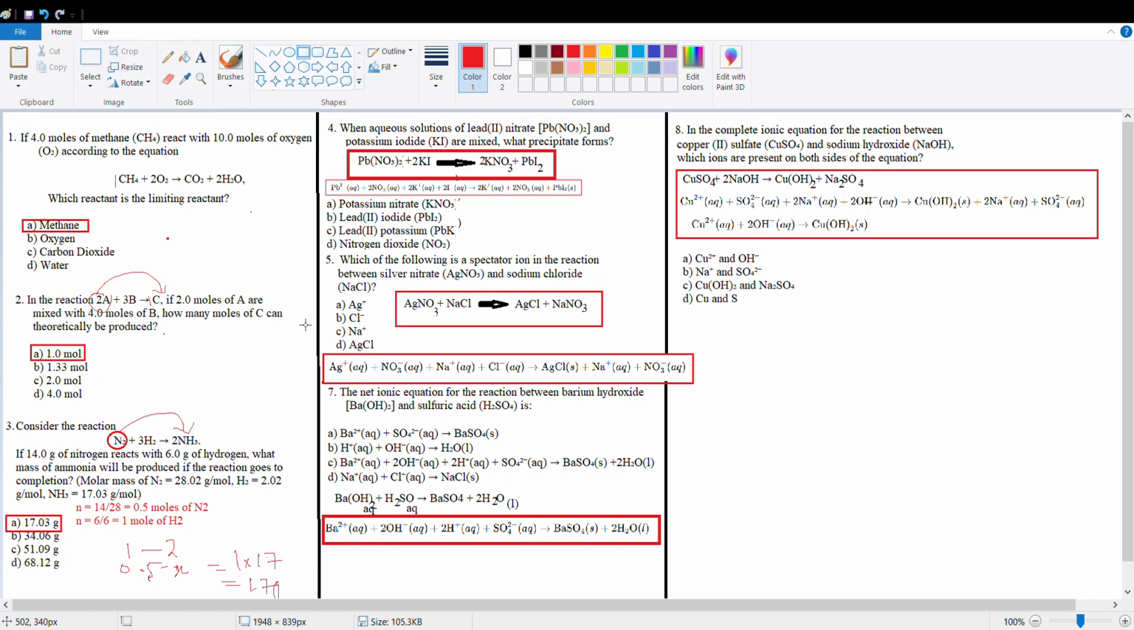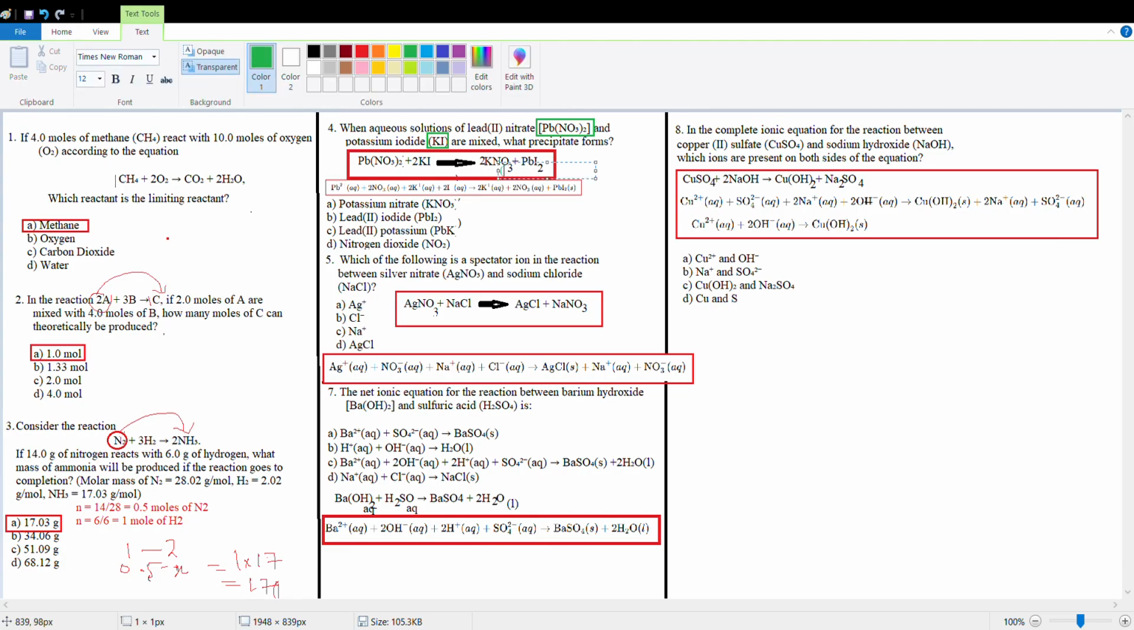You quickly do this number 4 here, and you see we are talking about lead nitrate, and I changed the color, reacting with potassium iodide. So when these two react together, and I already made the equation which is in red, lead nitrate reacting with potassium iodide makes potassium nitrate and lead iodide. So you need to know this thing: in ionic compounds all nitrates are soluble. So this is also soluble, aqueous. Potassium iodide is also soluble.